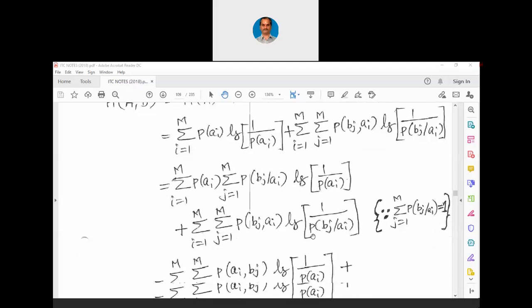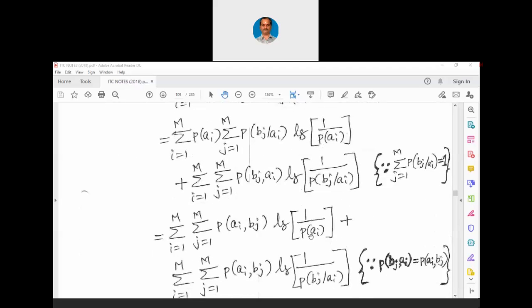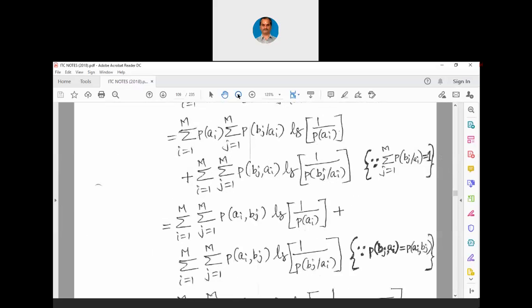Now let us use this expression further in this manner. Let me slightly reduce the zoom ratio. Okay. Now this is nothing but summation of i equals 1 to m into summation of j equals 1 to m p of ai comma bj. This is now a joint probability, right? P of ai into p of bj given ai is the joint probability. P of ai comma bj into log of 1 over p of ai, plus again below summation of i equals 1 to m, summation j equals 1 to m p of ai comma bj.